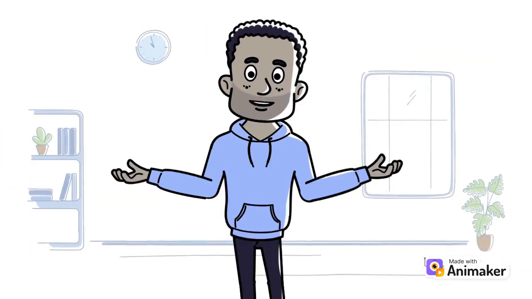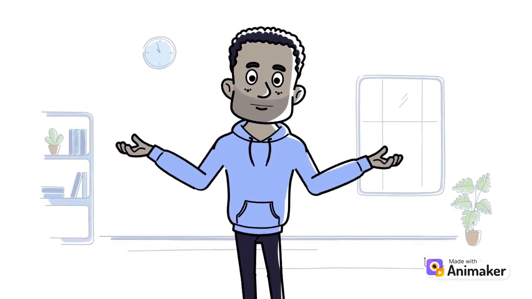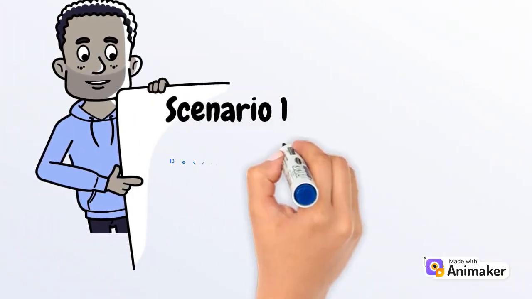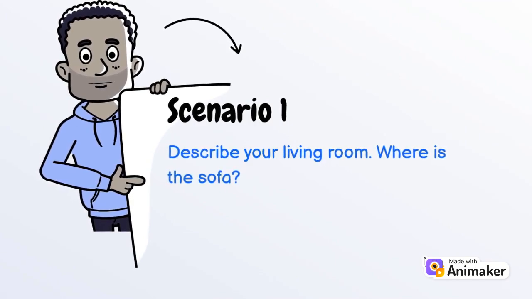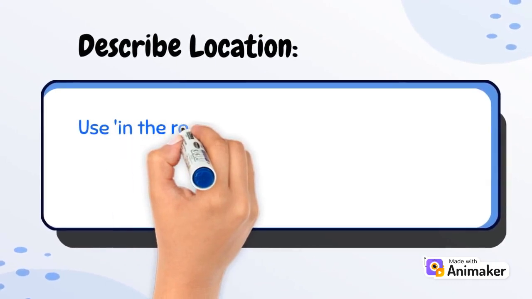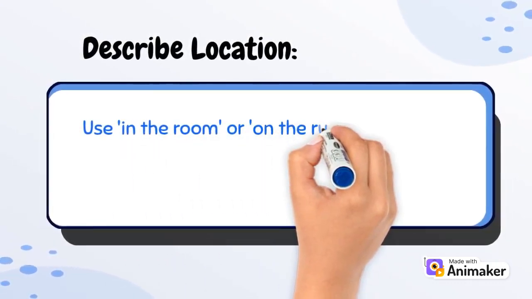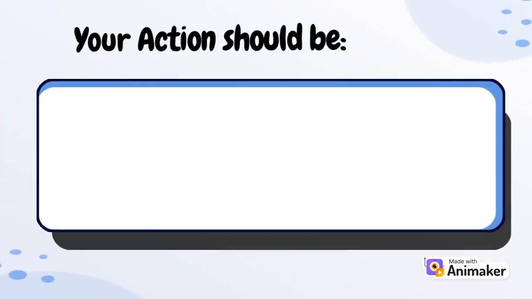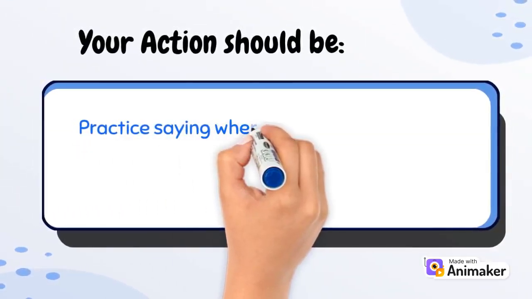Now let's check our understanding with some scenarios. Describe your living room. Where's the sofa? Describe location. Use in the room or on the rug. Your action should be: practice saying where items are located.